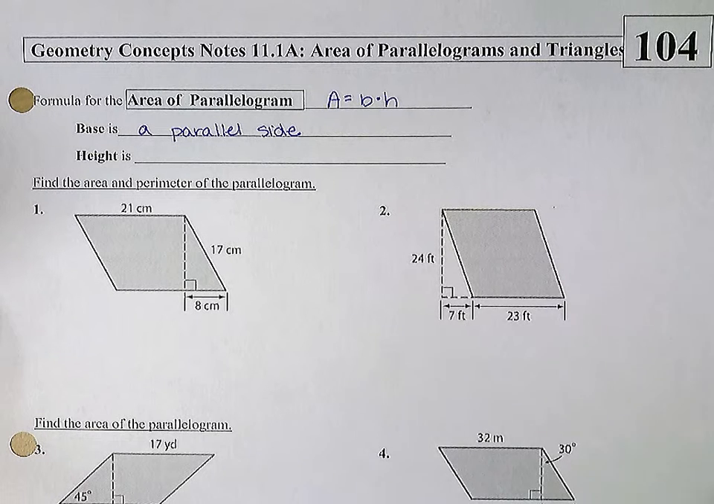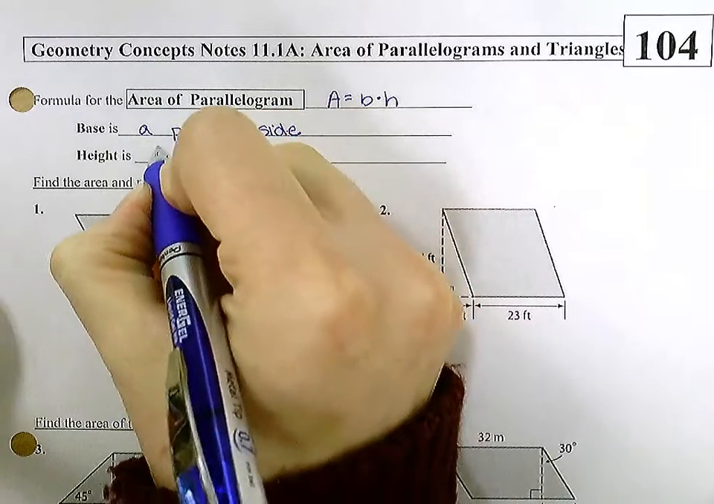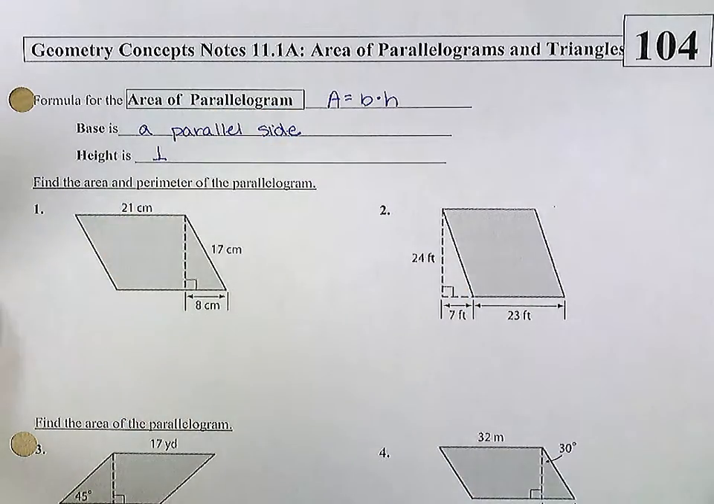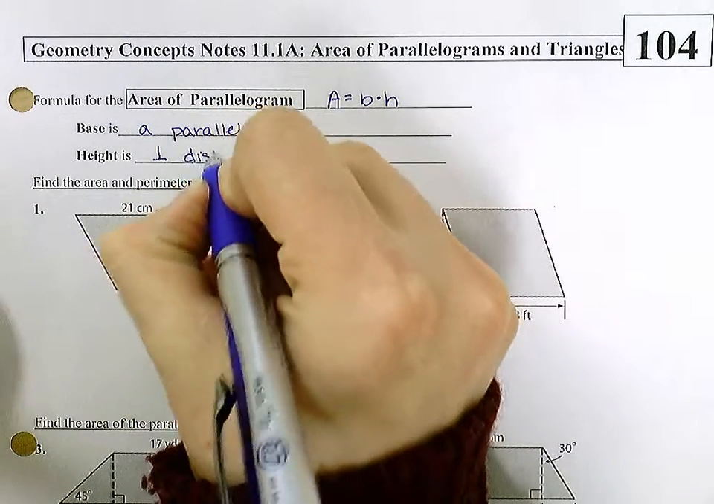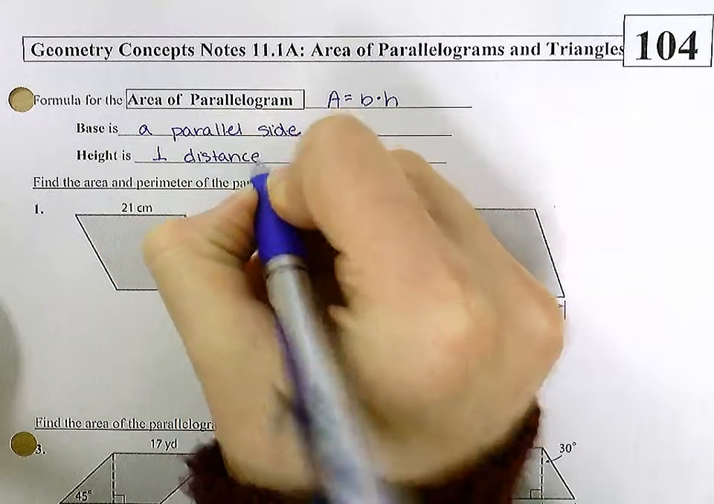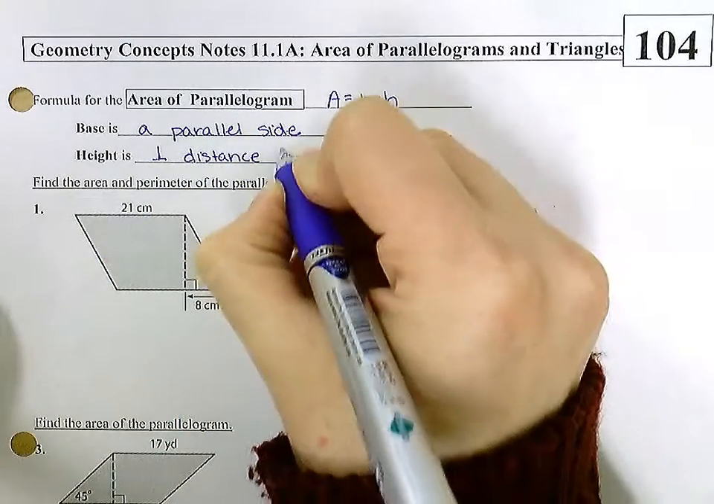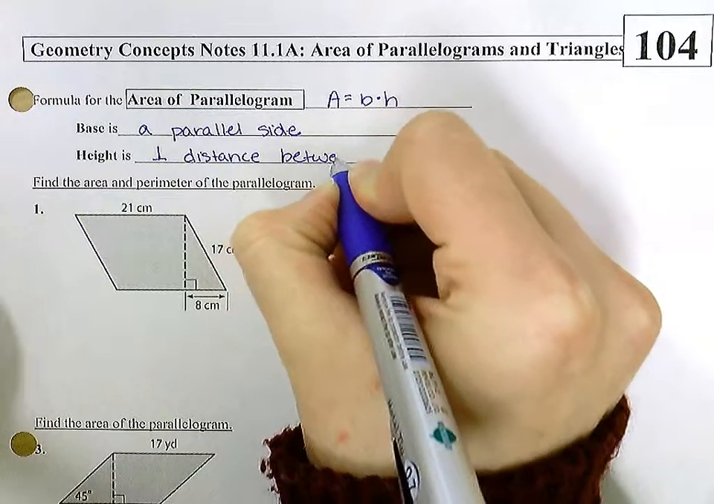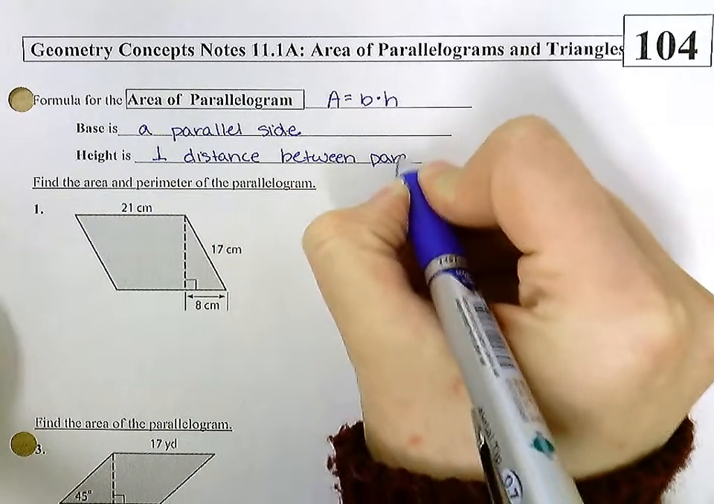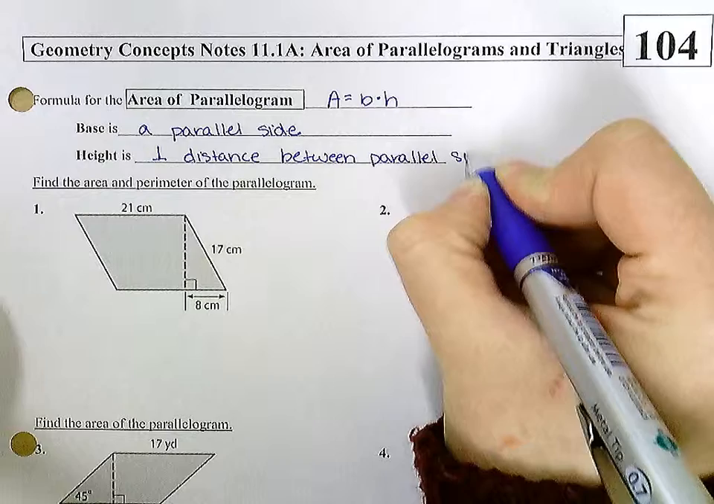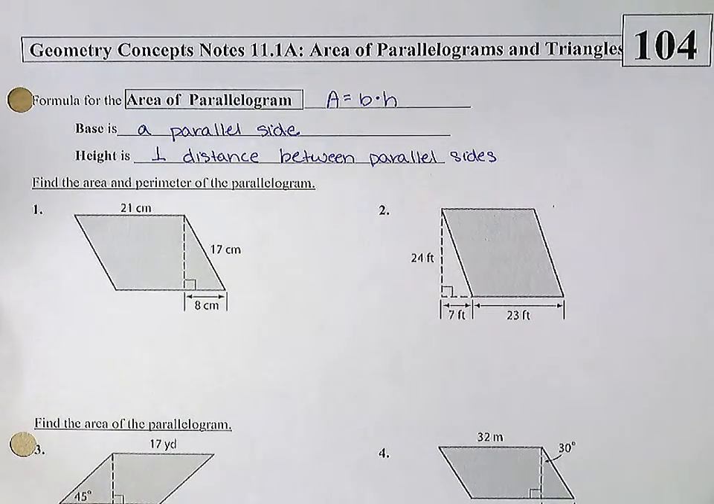The height, or H, is the perpendicular distance, okay, between parallel sides. Okay, so again, that symbol is perpendicular. It forms that 90-degree angle.